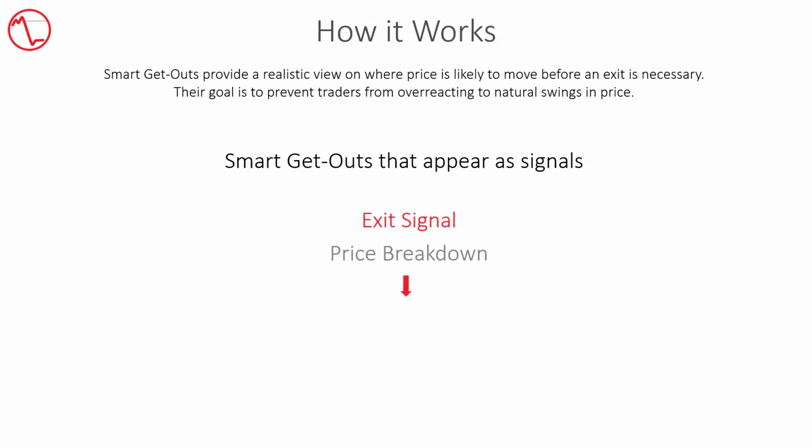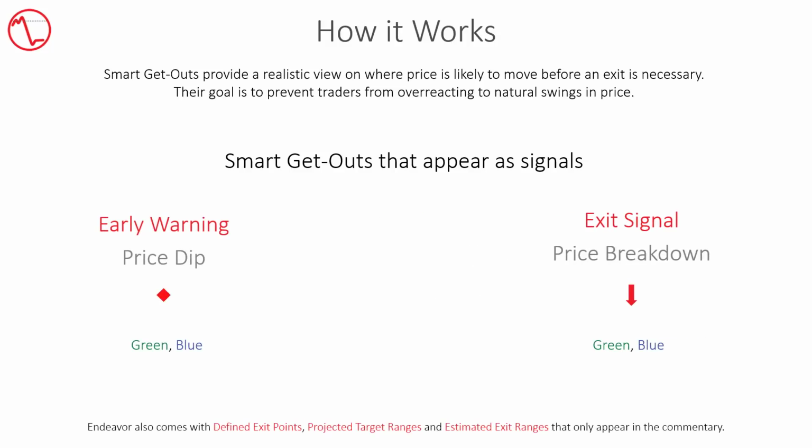Then, we have the exit signal, which identifies when price is breaking down, signaling the end of upward momentum. Finally, you'll know when price has finished its upward trend and is likely to make a large push down, making it almost impossible for you to get trapped in a stock as price tumbles down month after month. Early warning signals appear as diamonds, and exit signals appear as downward pointing arrows above price on charts. Both signals are used when analyzing green and blue movements.